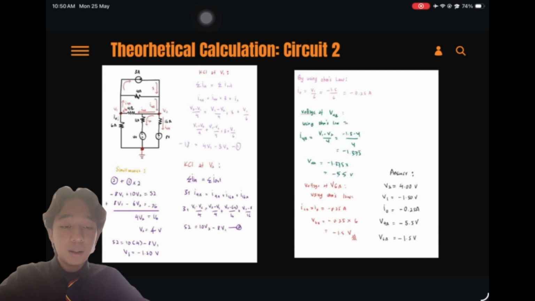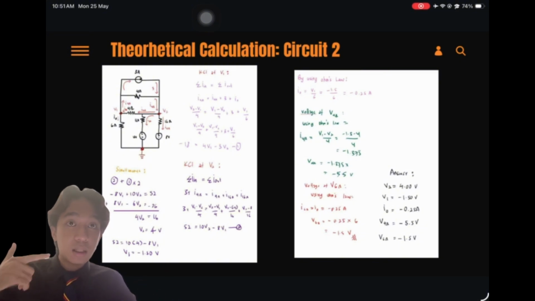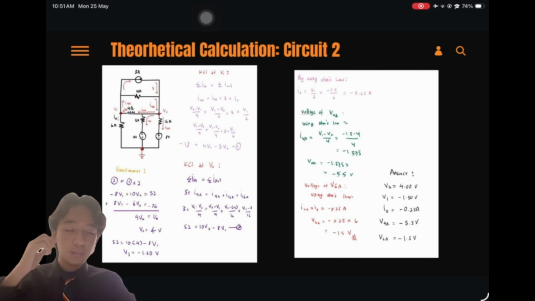And after that, in order to get the Io, which is the current, I use Ohm's law and get the actual result for Io. And for the calculation of the voltage at the 4 ohm resistor and the 6 ohm resistor, I still use Ohm's law to get the results for both, which are negative 5.5 volts and negative 1.5 volts.